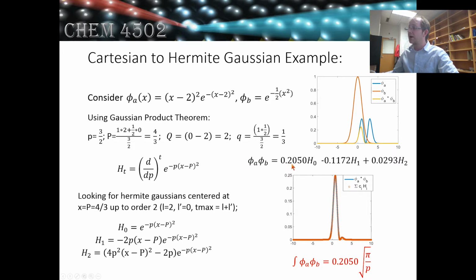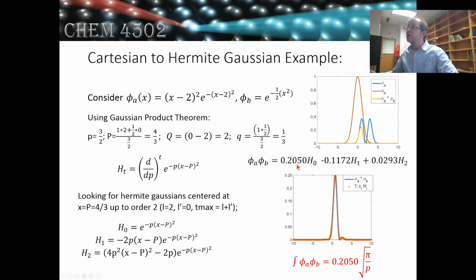And so what I've drawn out here in blue is just this function that we originally had, phi a times phi b. And then the orange circles are the expansion of these Hermite Gaussians, which are defined over here. And we can see that they line up perfectly.